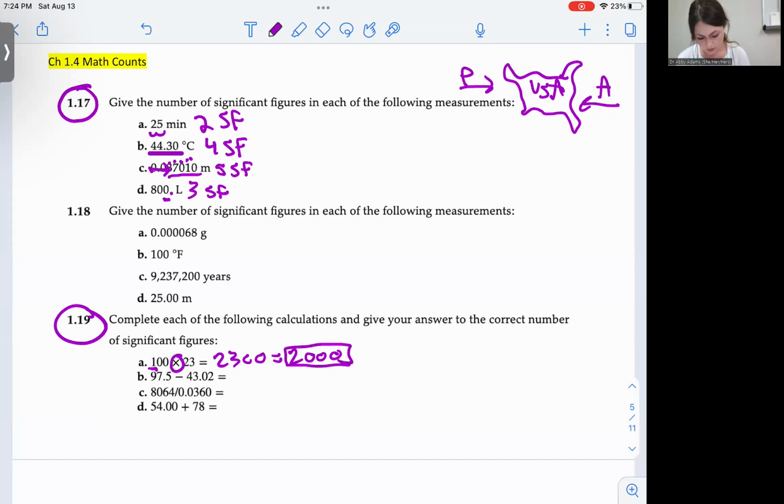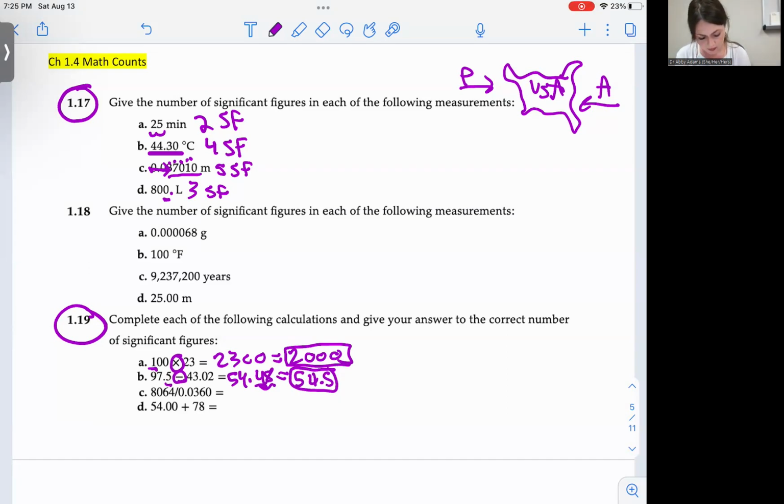Okay, 97.5 minus 43.02, this is 54.48. Okay, and so this is subtraction, right? Always look at the operation that you're using. And the least number of decimal places is 1. So you only want 1. Therefore, this is 8. So you're going to round up. It's going to be 54.5. Makes sense?